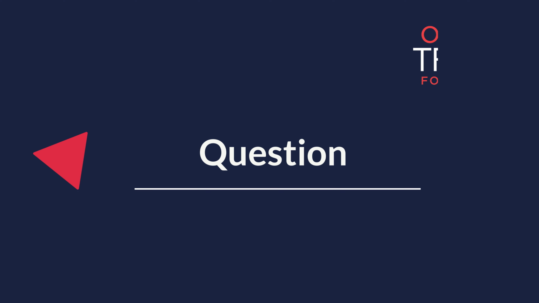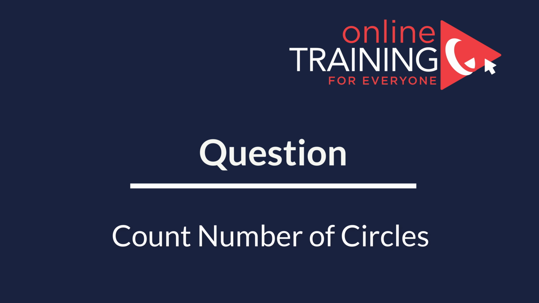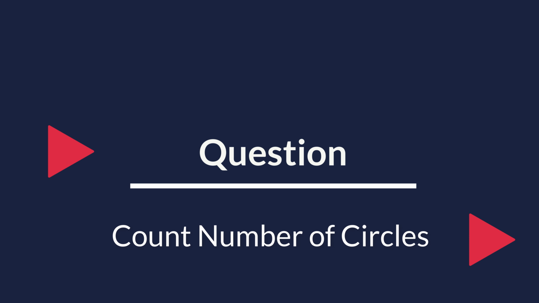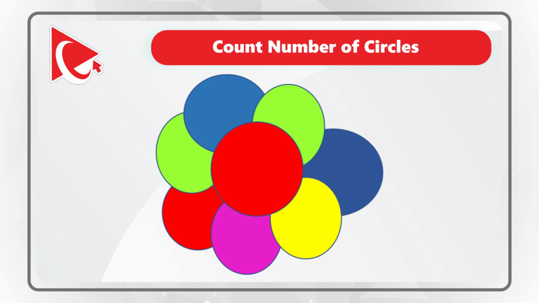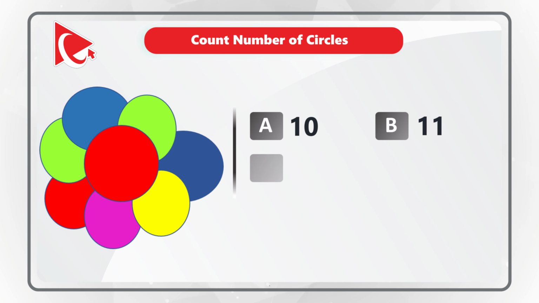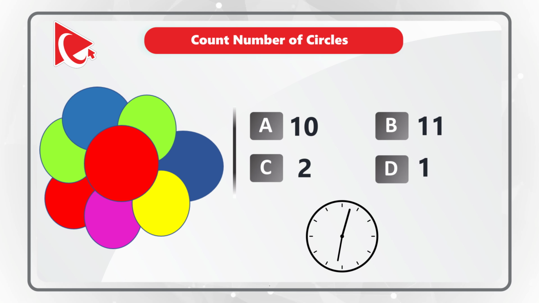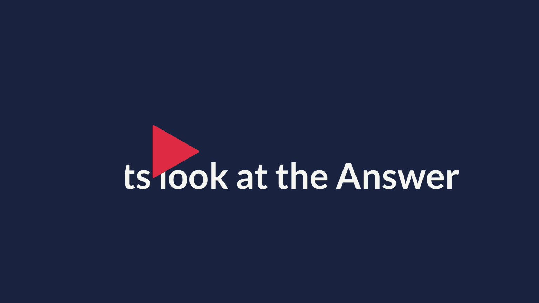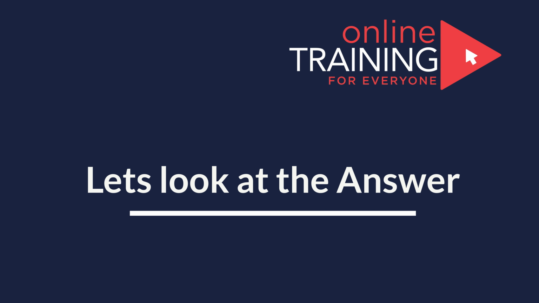In this interesting but tricky question, you need to count the number of circles. You're presented with an unusual shape, and you have 4 different choices based on your selection. Choice A, 10 circles. Choice B, 11 circles. Choice C, 2 circles. And choice D, 1 circle. Give yourself a little bit of time to see if you can count correctly. Did you figure it out? I told you that this was a tricky question.